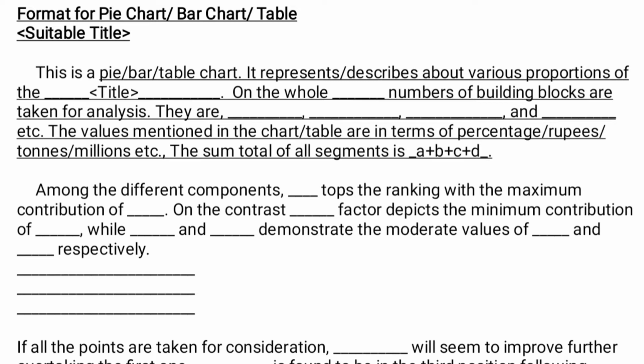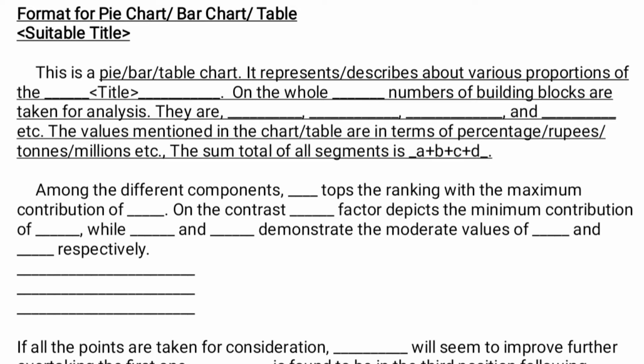The values mentioned in the chart are in terms of percentage. So what is their percentage? The values written in the charts cannot be written as full numbers, because it will go to a large extent. So you have to mention whether they are written in tons or millions. The sum total of the segment is dash.